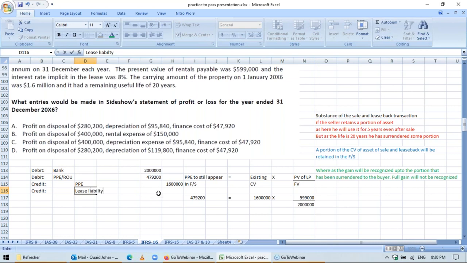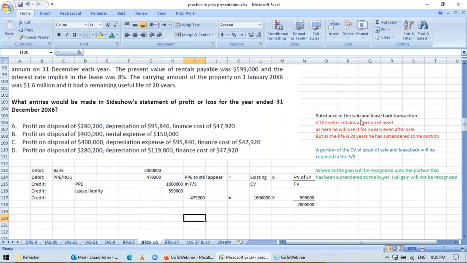So the lease liability will be recognized at the same amount, the present value. So what is the present value here? 599,000, right? And in the end, you earn a gain. Now, what gain have you earned in this case? The gain earned will be the portion of the asset surrendered. When can you record a gain? You can only record a gain when you sell something, right? So you have not sold the whole of the asset.